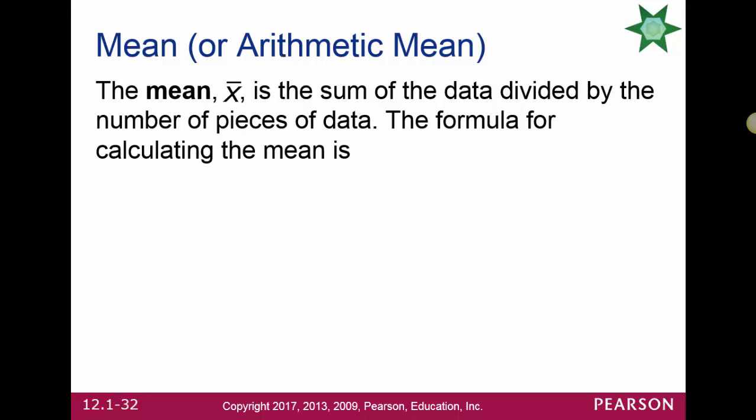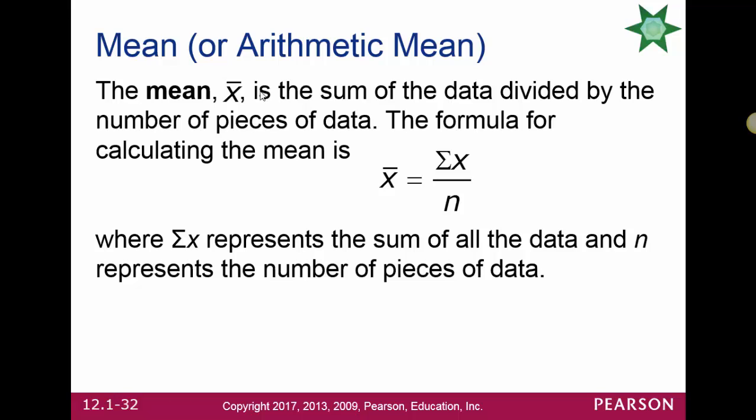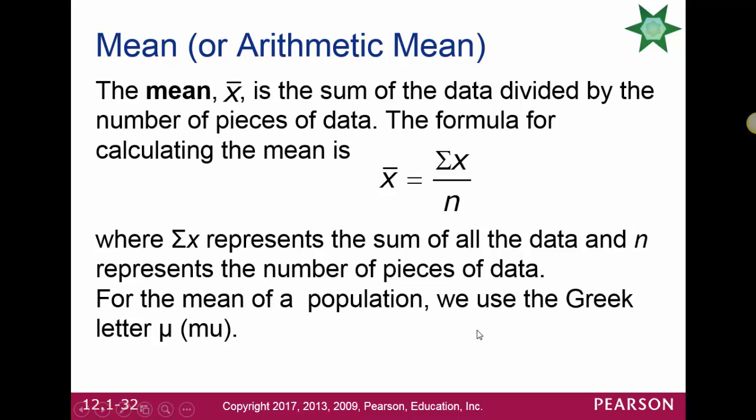The mean, which we indicate as x bar if we're talking about a sample, is the sum of the data divided by the number of data values, and there's the formula. Where summation of x, this is a little summation symbol, means add all the data values up and then divide by n. And if we're talking about a population, we use the Greek letter mu. So we use x bar if we're calculating from the sample, we use the Greek letter mu if we're calculating from the population.